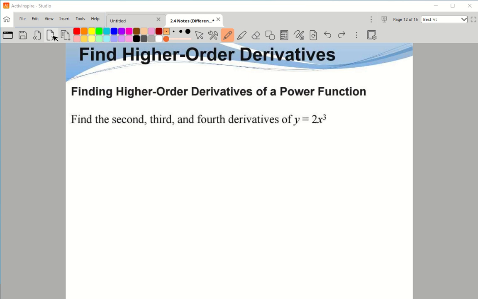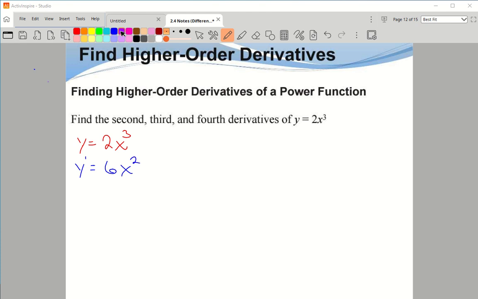Higher order derivatives of a power function. Find the second, third, and fourth derivatives of this. Okay. So I'm just starting off with a y equals. This one's not in velocity and all that other stuff. It's not a movement one. So my function is y equals 2x to the third. So when I take the derivative, I turn it into a y prime. Do this one, I get 6x. Very good.